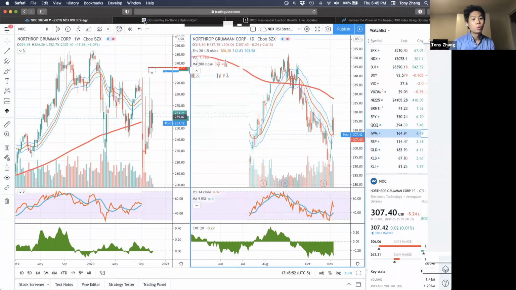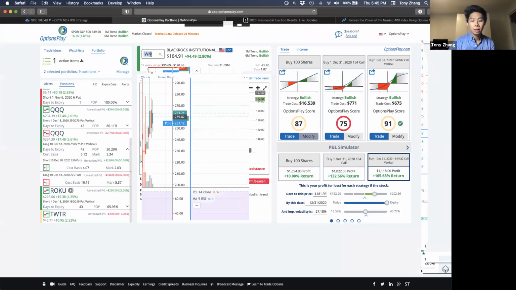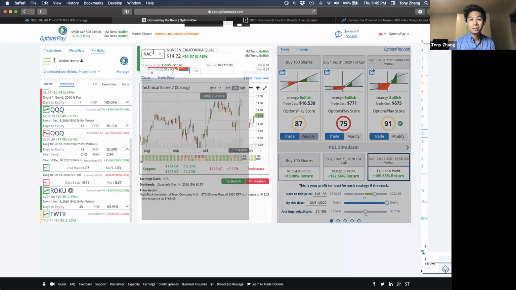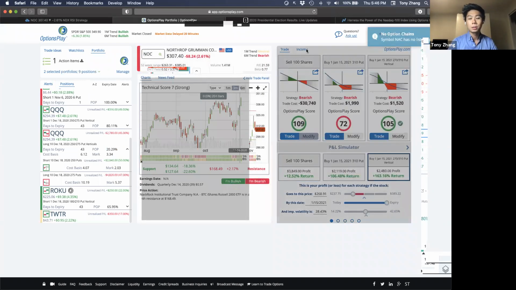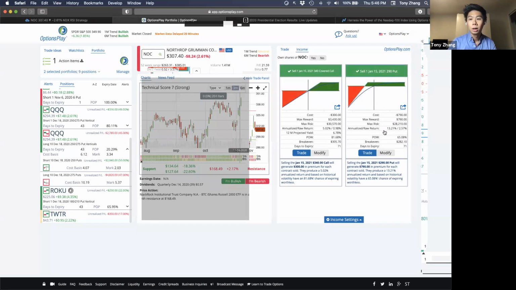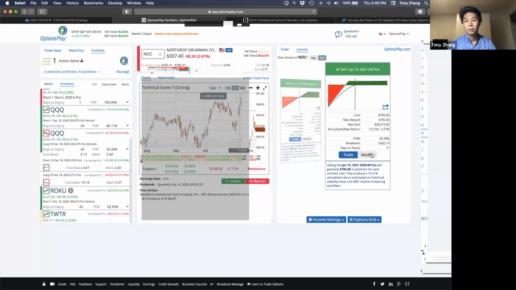So I don't know which cover call you're trying to do on NOC. I mean, NOC is not a very liquid stock, but it's a big name stock. It's a big cap stock in the S&P 500. I'm surprised that you're not able to get filled on that.